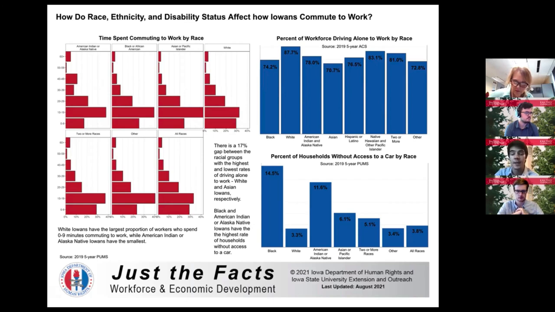Only 70.7% of Asian Iowans drive alone to work. And then this is interesting information to pair with also the percent of households that don't have access to a car. So we can see that in the state of Iowa, well over a majority of every racial group drives alone to work, but then a very significant portion of some racial groups within the state don't have access to a car. So that gap could represent a very significant barrier to participating fully in the workforce.